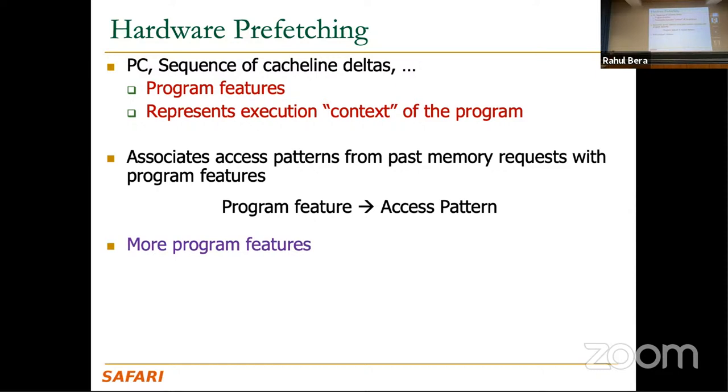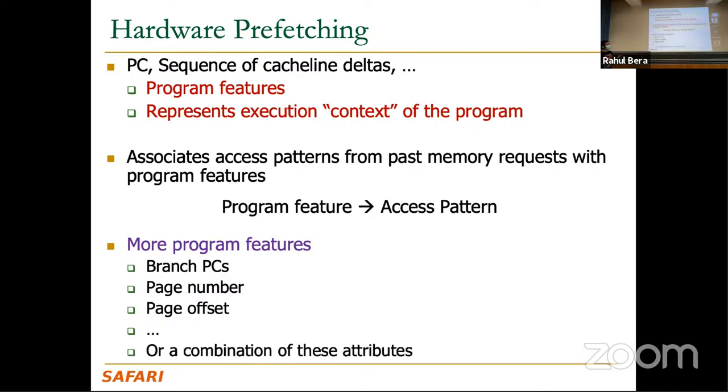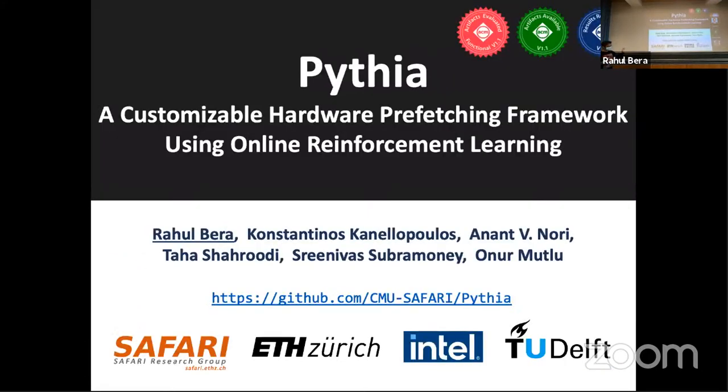So there are some other examples of program features: branch program counters, page number, page offset, and so many more, right? Or it can actually be many combinations of these attributes, okay? So now that said, we have a brief background of prefetching. Now let's dive into the work that we have presented.